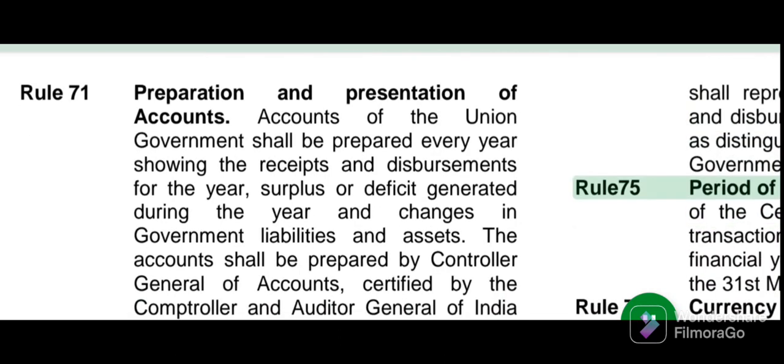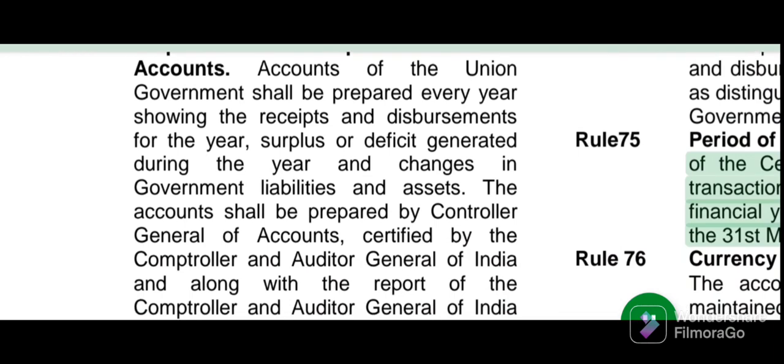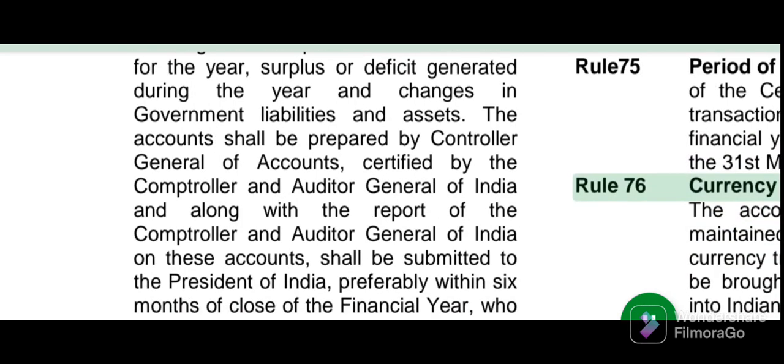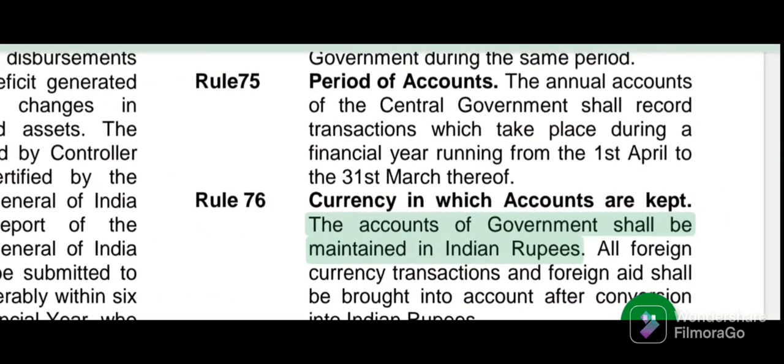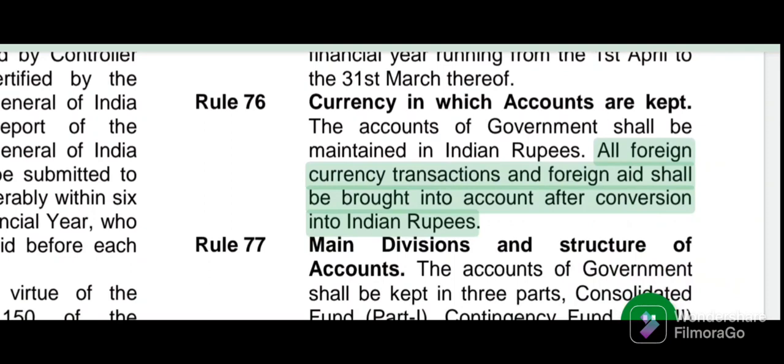Rule 75: Period of accounts. The annual accounts of the central government shall record transactions which take place during a financial year running from the 1st of April to the 31st of March thereof. Rule 76: Currency in which accounts are kept. The accounts of government shall be maintained in Indian rupees. All foreign currency transactions and foreign aid shall be brought into account after conversion into Indian rupees.